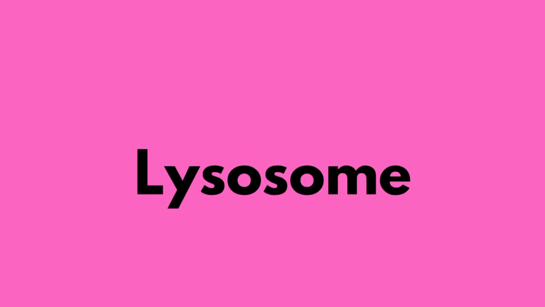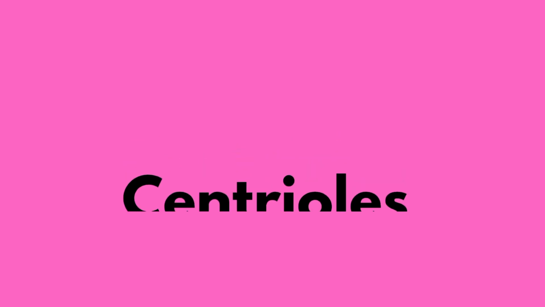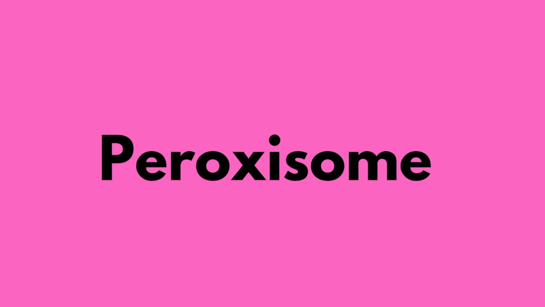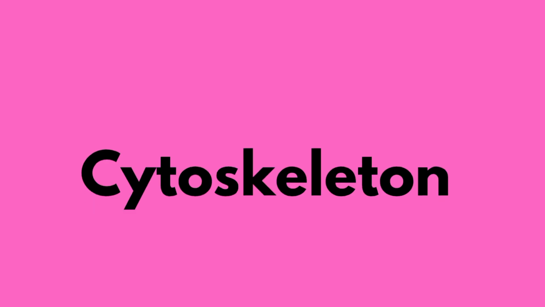Lysosomes. Lysosomes are membrane-bound sacs containing digestive enzymes that break down and recycle cellular waste and foreign substances. They're like the cell's recycling center. Centrioles. Centrioles are small, cylindrical organelles involved in the formation of cilia, flagella, and the spindle fibers that separate chromosomes during cell division. Peroxisomes. Peroxisomes are small organelles containing enzymes that break down fatty acids and amino acids.